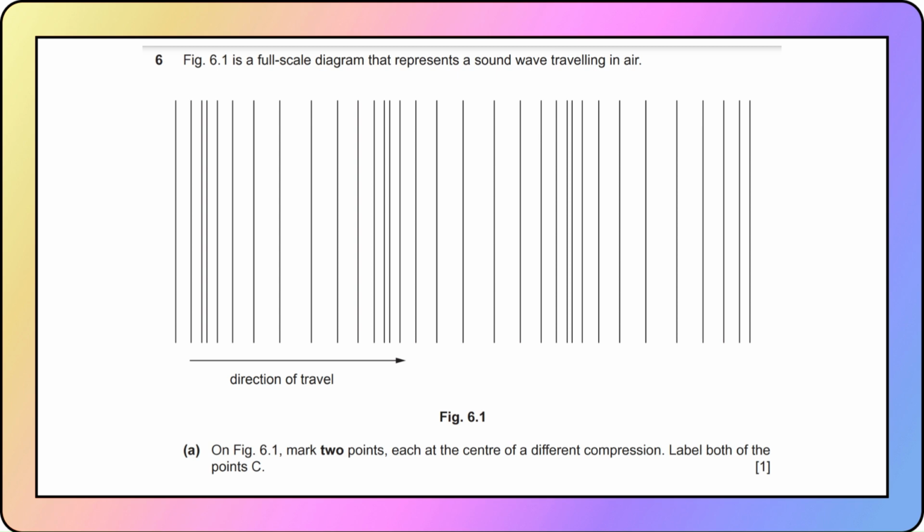Alright, we know that the compression in a longitudinal wave is at the point where the wavefronts or wavelines are closest together or are compressed together. Therefore, we can mark a C over here and here. You can also mark it on the compression on the left side if you want.